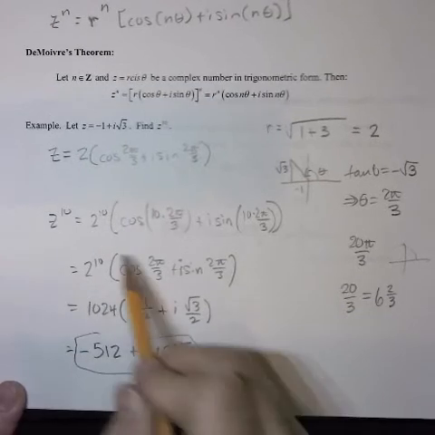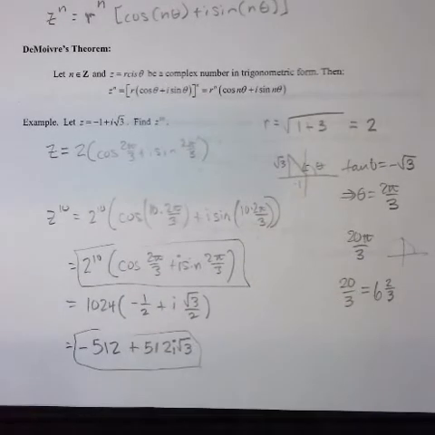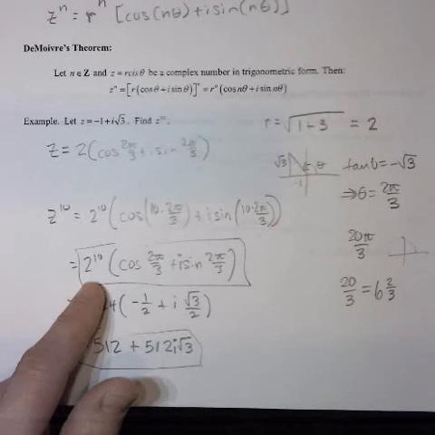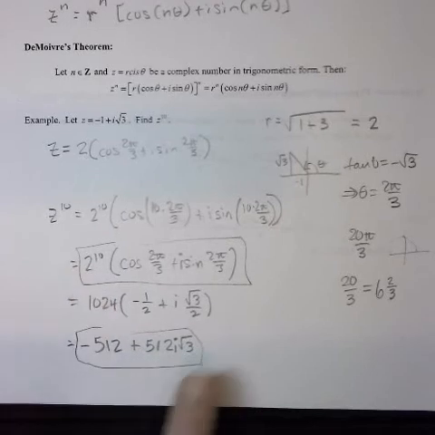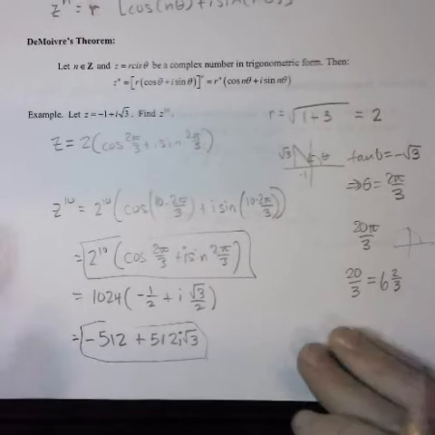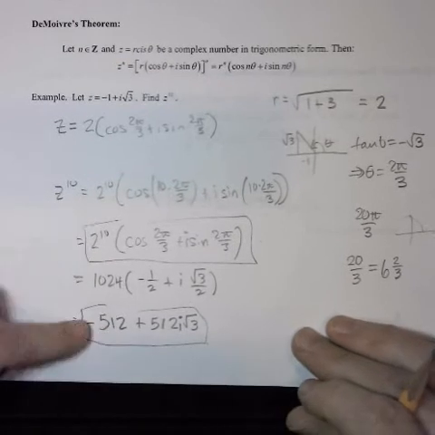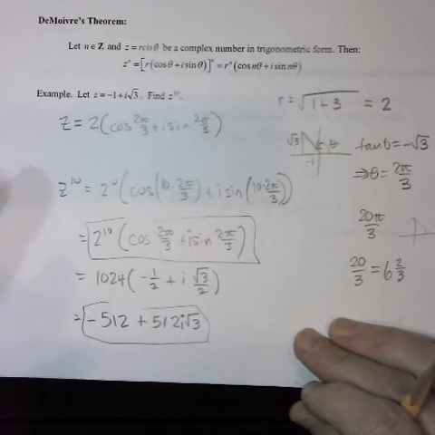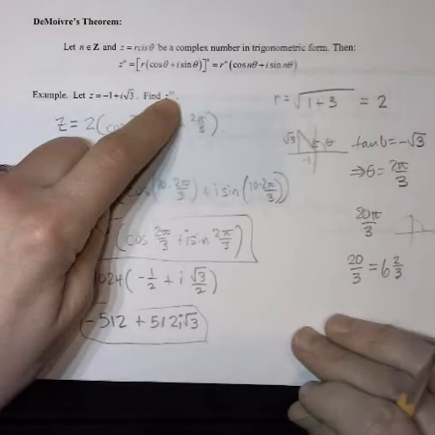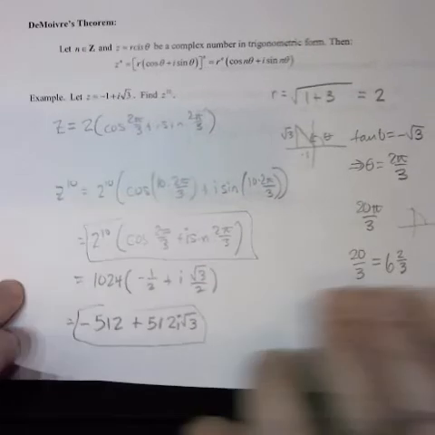Okay, so it depends on how you want your answer. Do you want it in trigonometric form, polar form, or do you want it in rectangular form? But you can see either way, even if you have to go to rectangular form, this is a pretty short amount of work for raising a number with 2 terms to the 10th power. So this theorem is really nice if we need to take powers of complex numbers.